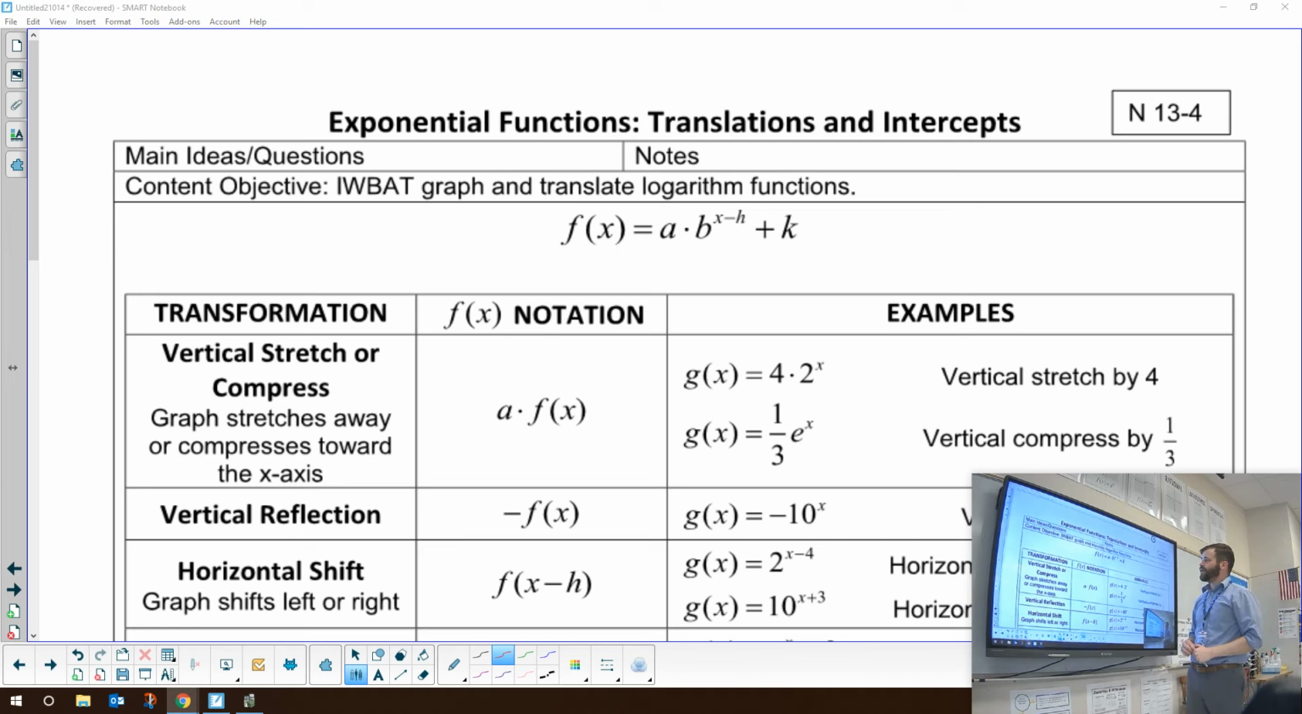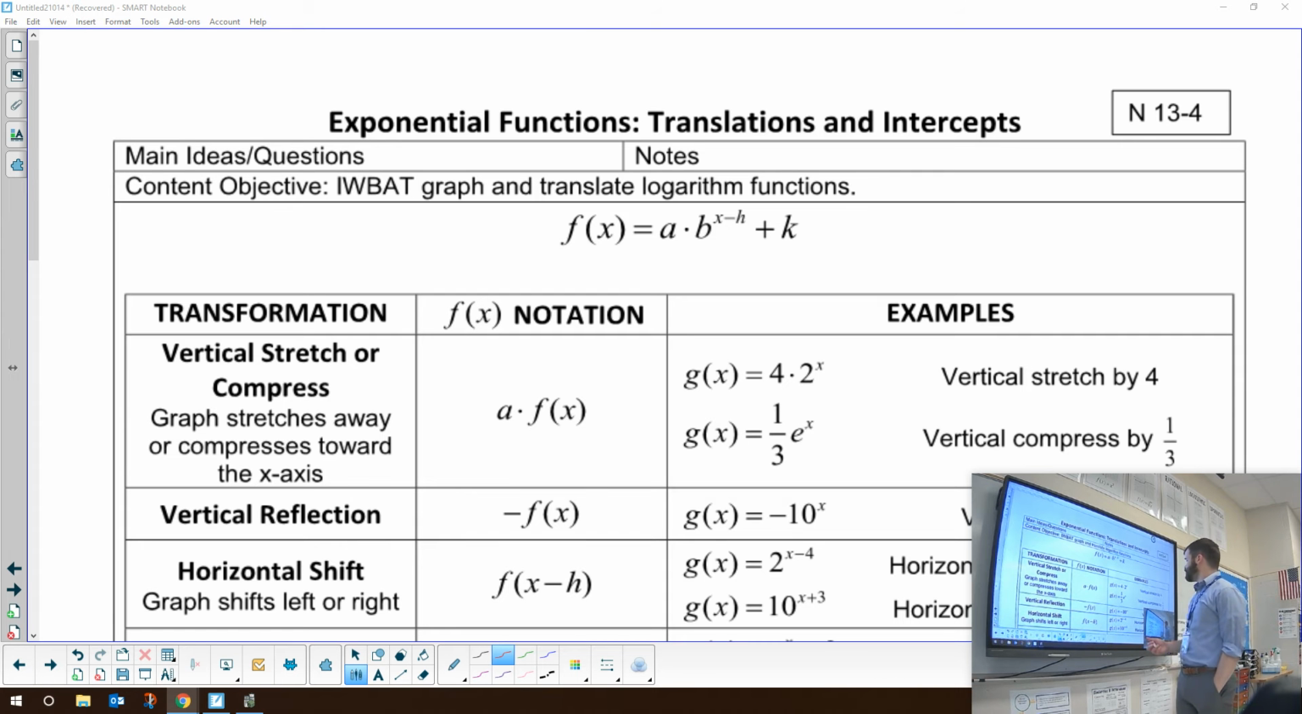Hey guys, today we are talking about A, H, and K again. Remember for 13.1 we talked about this kind of equation for logarithm functions and log, natural log, stuff like that. But today we're talking about exponential, the inverse of those logarithm functions.